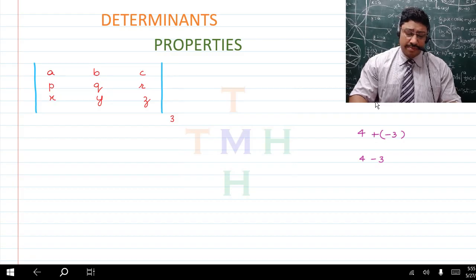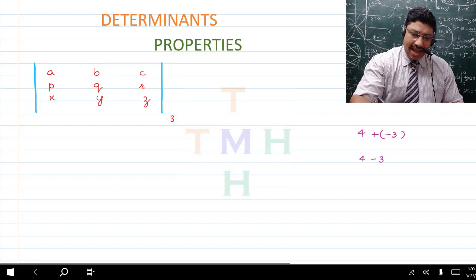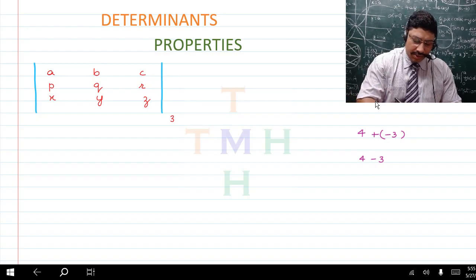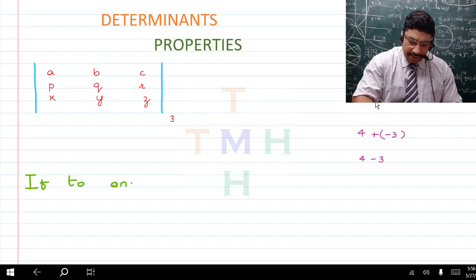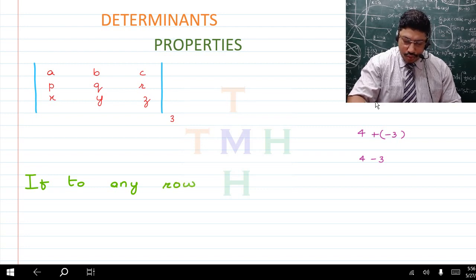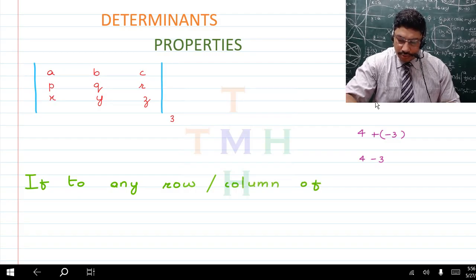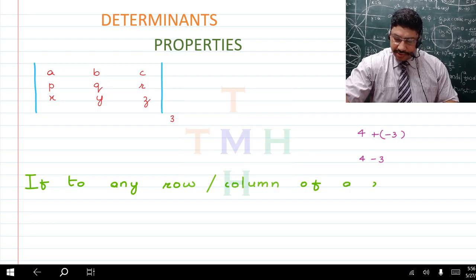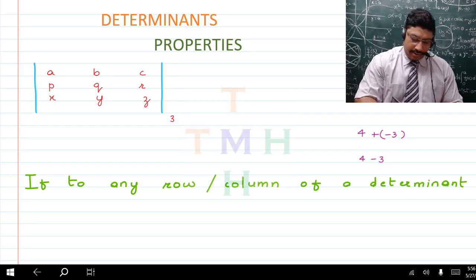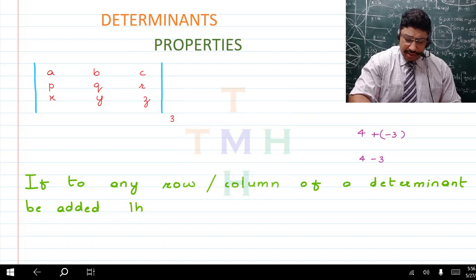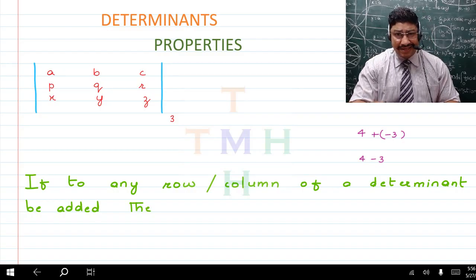Now at this moment, like I told you, I want you to please be writing this along with me, and I can assure you you will be learning much more. So if to any row or column of a determinant be added the equimultiples. That means the multiples are going to be such that if it is -2 which is getting multiplied with each and every element of the column, that will happen for every element.